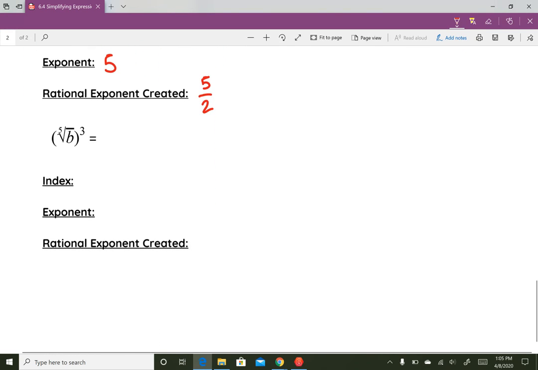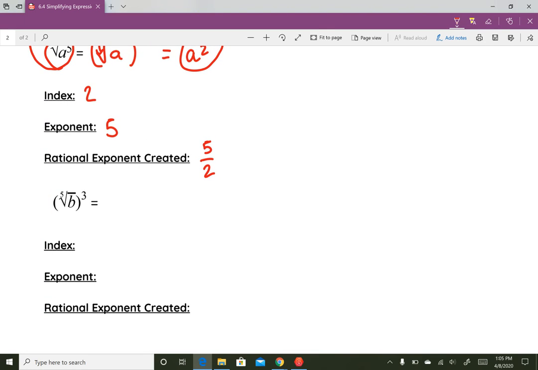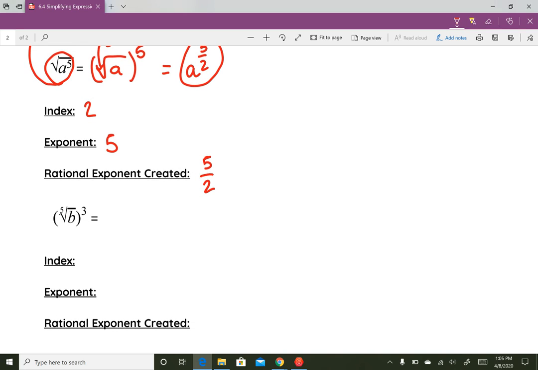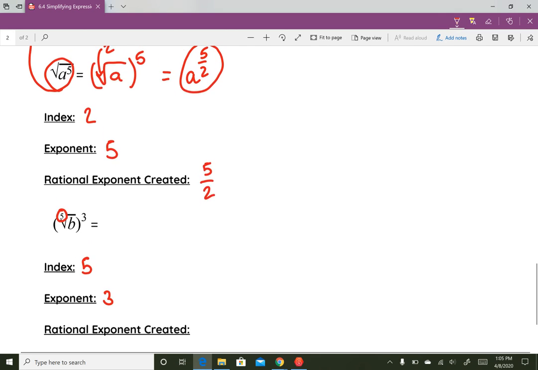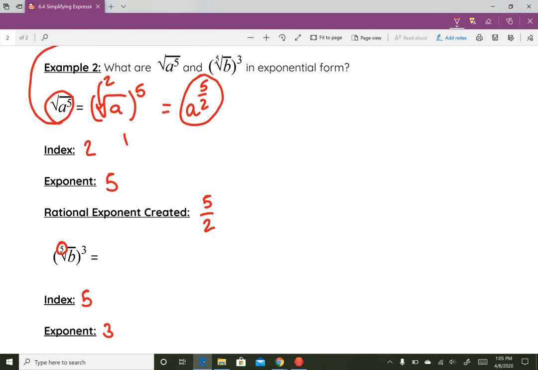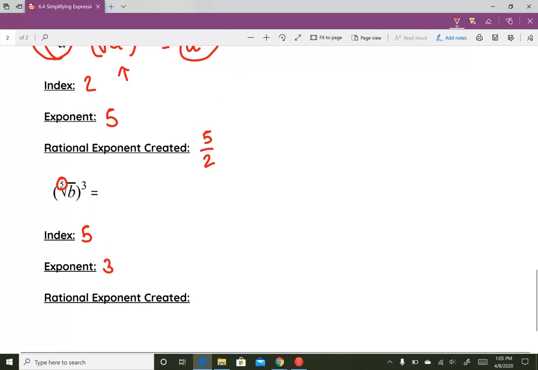So let's take a look at this last example here, right? So now what I have is this radical expression I want to turn into a rational exponent. All right, well, what's my index? It's clear here that the index is 5. What is my exponent? My exponent is 3. So this one is kind of written out in the form that we just put it in, so this one's a little easier for us. Remember, it's exponent over index. That's the exponent that's created. So this just becomes b to the 3 over 5, and we have ourselves an answer.